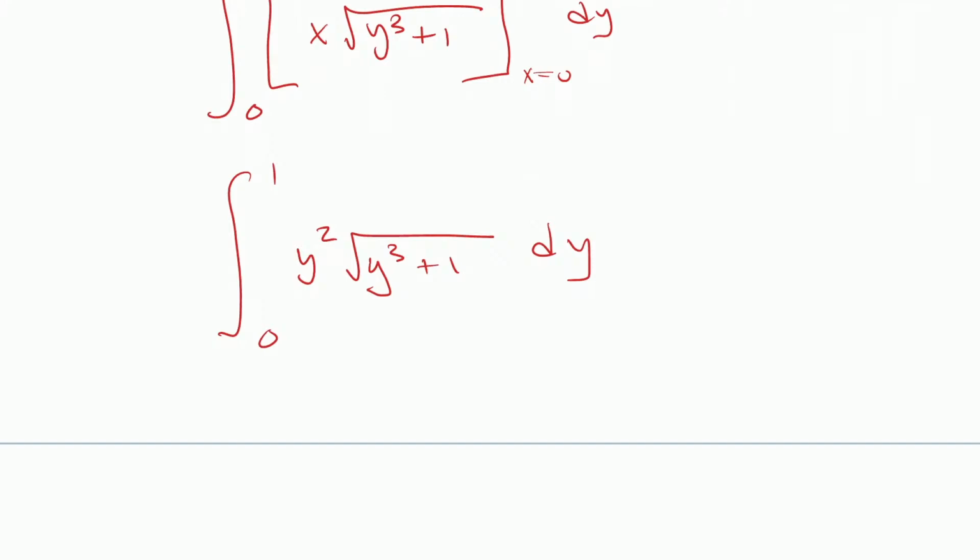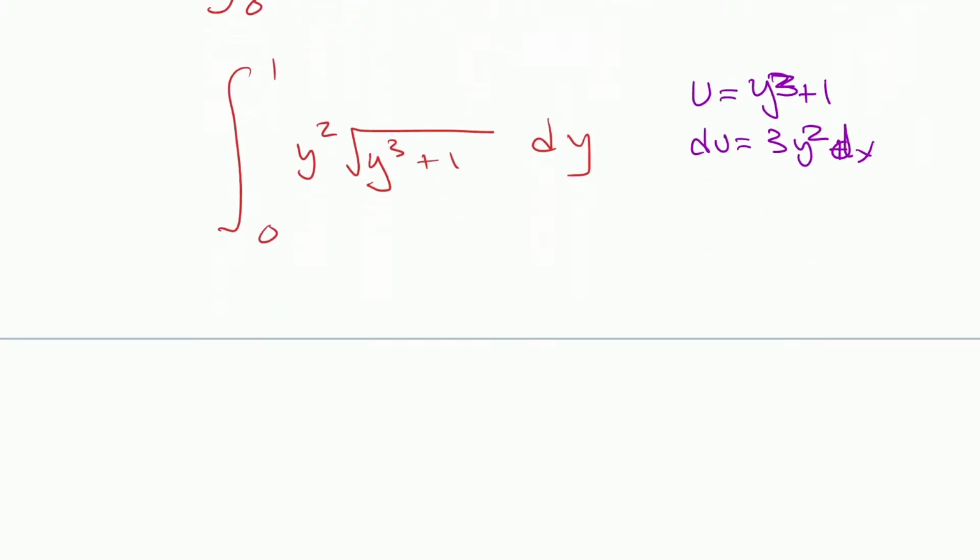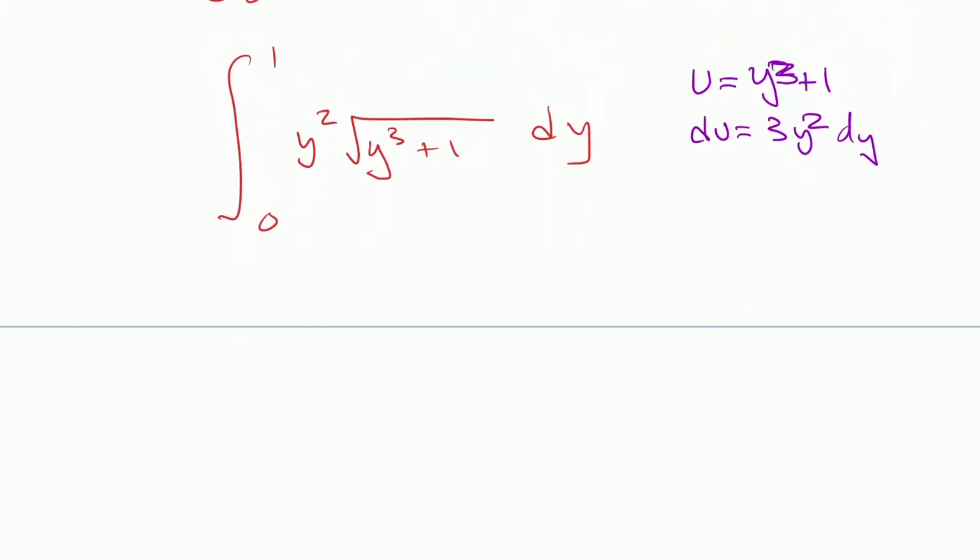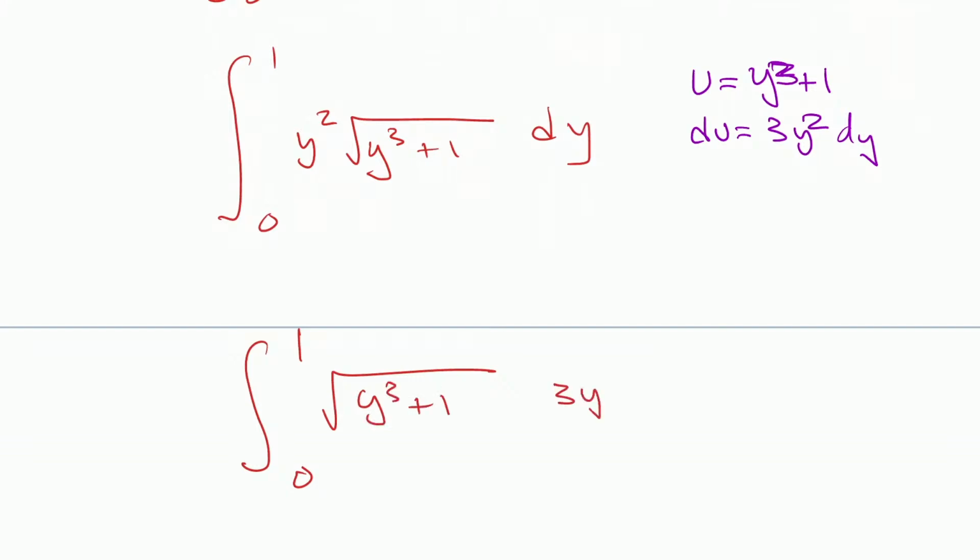I know that excites you all. u is equal to y cubed plus 1. du is 3y squared dy. So I guess I need to be consistent though. So let's do this. Square root of y cubed plus 1. Bear with me a minute. So there's my 3y squared dy. I need to balance out that 3 that magically appeared, and I can do that by putting a 1/3 there.